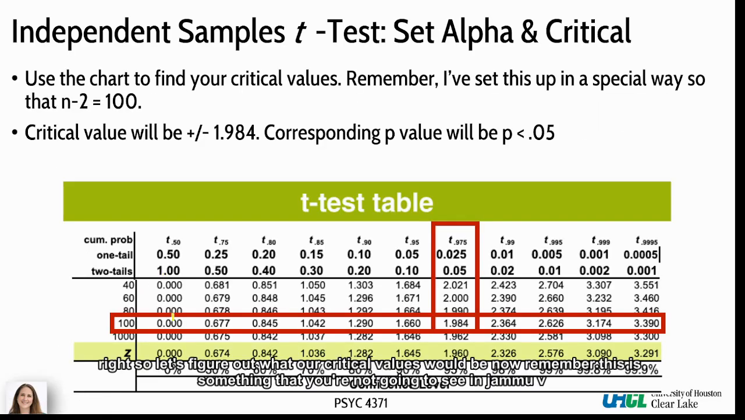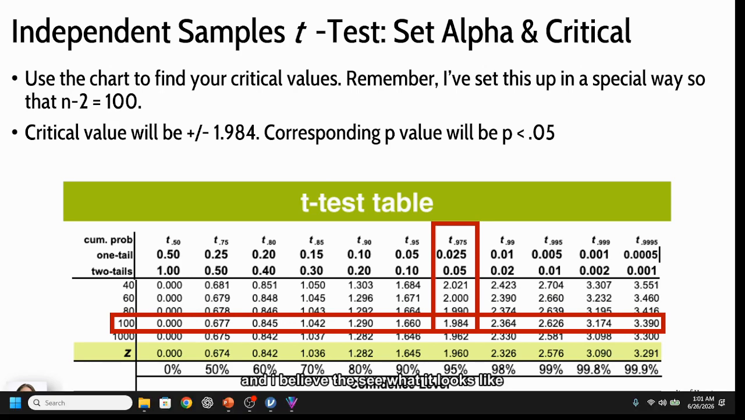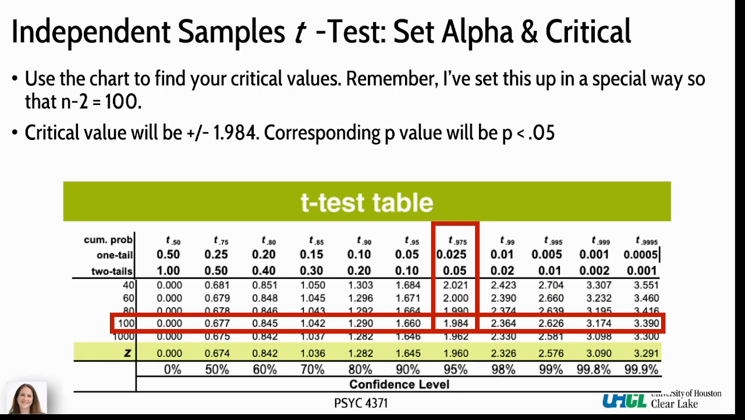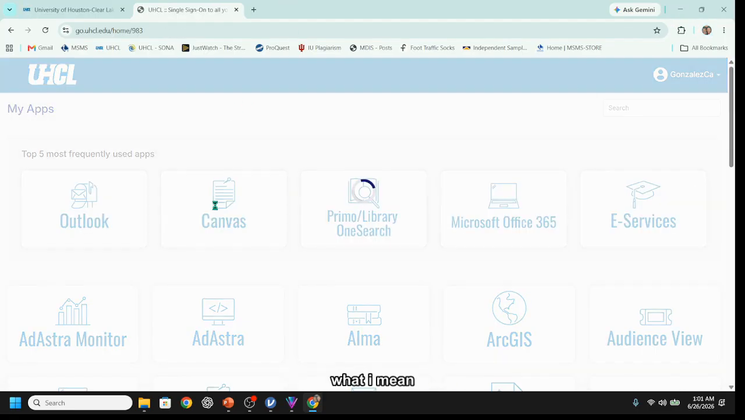All right, so let's figure out what our critical values would be. Now remember, this is something that you're not going to see in Jamovi, okay? So you would pull up that t-test table, and I believe, let's see what it looks like in Canvas here. So you'll see what I mean.